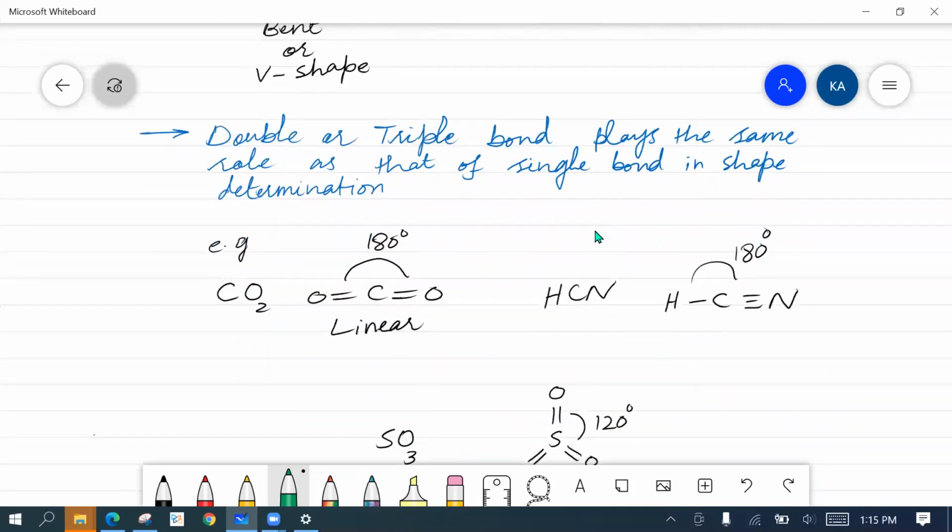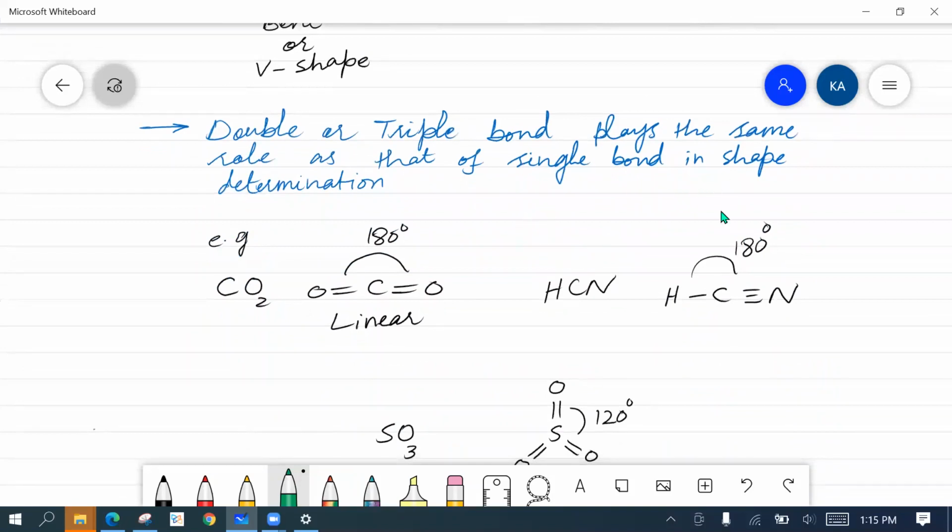The next thing we need to remember is that a double or triple bond plays the same role as that of a single bond in shape determination. For example, CO2: carbon is in the center and 2 oxygens are the surrounding atoms, and there is a double bond between carbon and oxygen. So this double bond also plays the same role as a single bond. So the shape is linear with an angle of 180. And in HCN, there is 1 single bond between carbon and hydrogen, and there is 1 triple bond between carbon and nitrogen, and the triple bond is again considered as a single bond in shape determination. So the shape will be again linear, and the angle is 180.